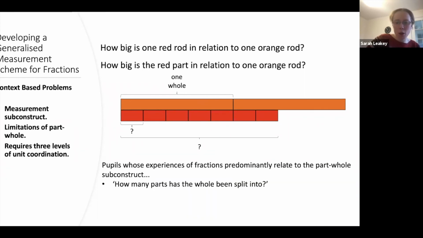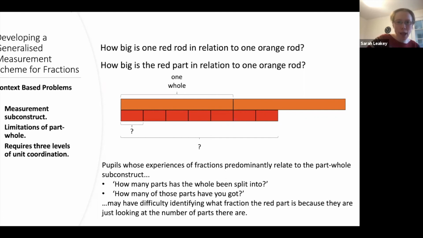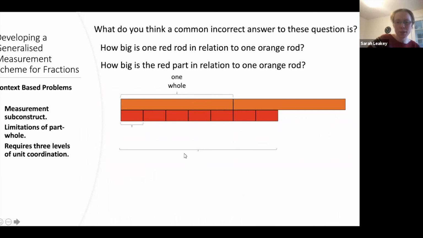How many parts has the whole been split into? How many of those parts have you got? But they may have difficulty identifying what fraction the red part is, because they're looking at how many parts there are, and they lose sight of this whole. So common incorrect answers to this include that this is 1/7 because there are 7 of them, and that this is 7/7 because it's 7 lots of 1/7.